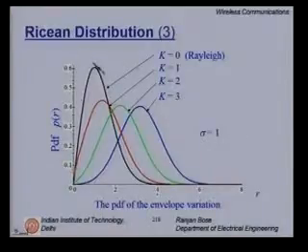Clearly, when k is equal to 0, we have the Rayleigh distribution, and as you move away from the Rayleigh, you quickly move to a distribution which somehow starts looking like a Gaussian distribution. However, this distribution is centered around the mean. So, what is this? This is the PDF of the envelope of the received signal.